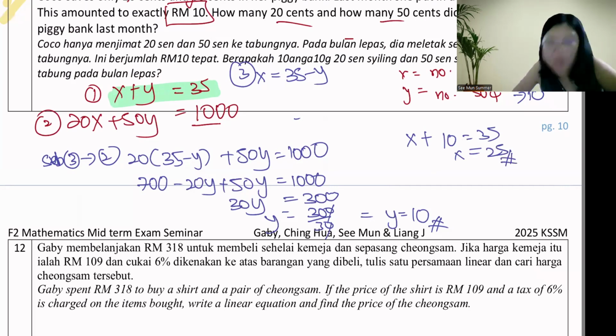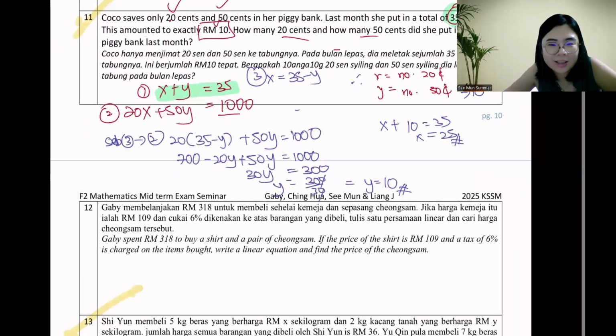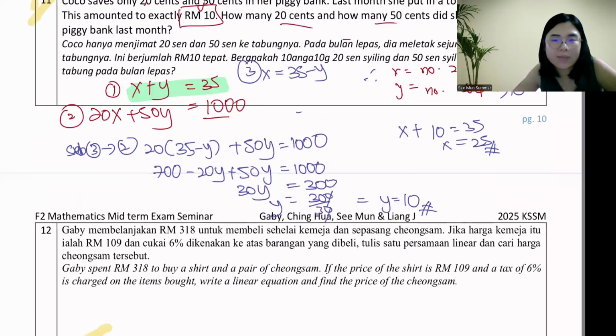So you can write it down. The number of 20 cents is 25, and the number of 50 cents is 10. So the total is 35, correct? So far, so good. So this is simultaneous equations.